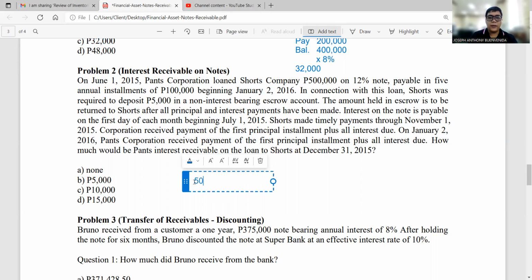So, ang one is 500,000 multiplied by 12% nga face sang note times 2 months divided by 12. So 500,000 times 12% times 2 divided by 12. It's 10,000. So ang answer is letter C.